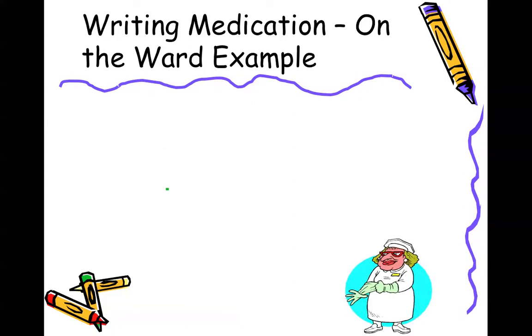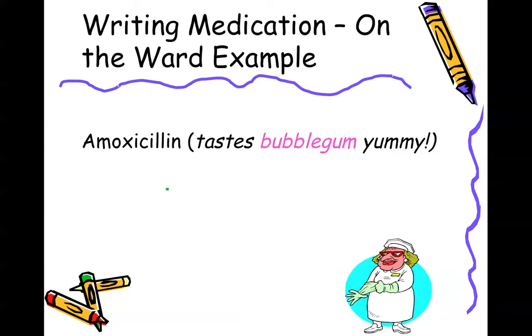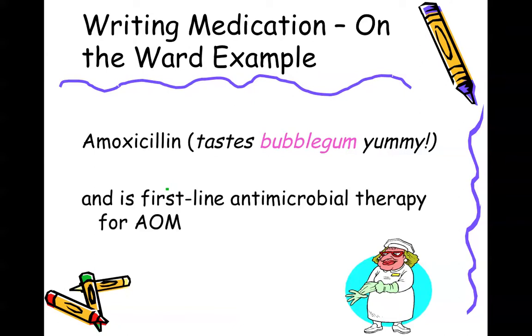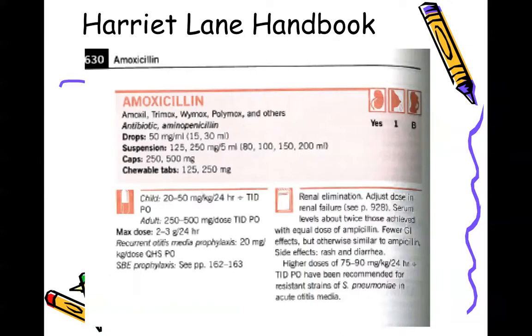We have references and evidence that show us that amoxicillin tastes very good, it's very well tolerated, and it's first-line antimicrobial therapy for acute otitis media. And you know this because you've gone to a pediatric dosage reference, and I've listed here the Harriet Lane Handbook, and I've listed the page from the amoxicillin section. So once you figure out that you want to give amoxicillin, then you would look into a book.